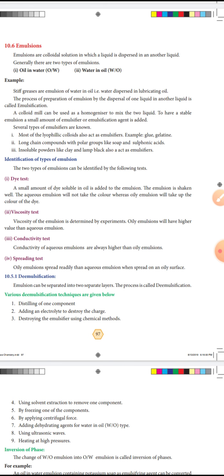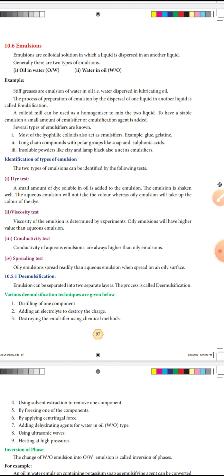So emulsions are classified into two types: oil in water and water in oil. There are three types of emulsifier. One is lyophilic colloids, that is glue and gelatin. Long chain compounds, soap and sulfonic acid, are also emulsifiers. Then insoluble powders, clay and lamp black, are also emulsifiers. To identify the types of emulsion: first the dye test, second the viscosity test, third the conductivity test, fourth the spreading test.